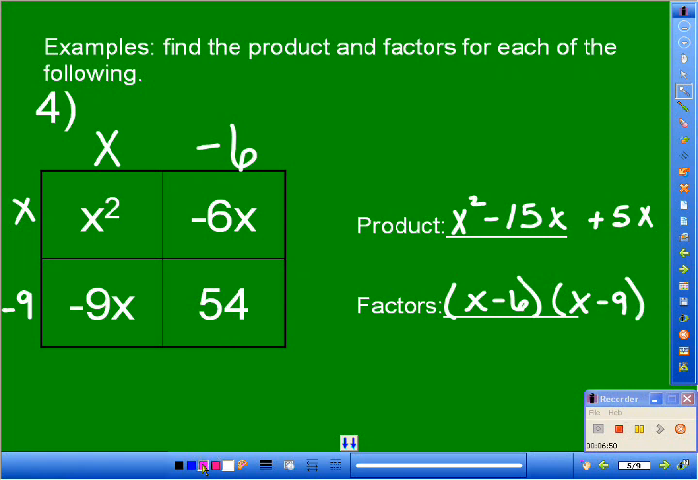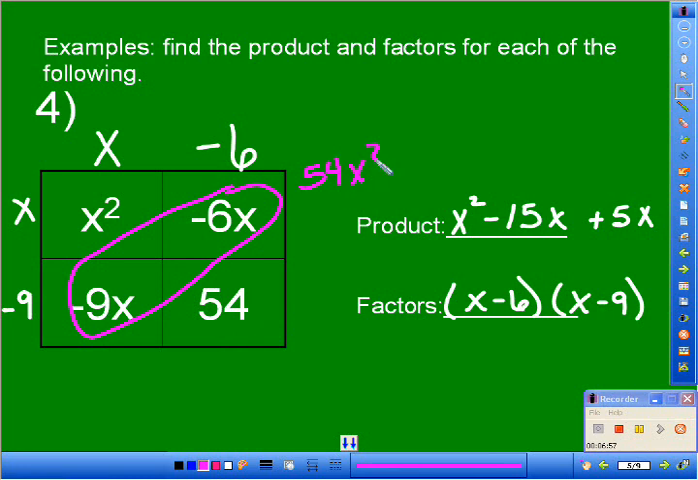But my negative times my negative yields my positive corner. My cross products are still the same. Negative times negative is a 54x squared. This cross product is also a positive 54x squared. So we're still maintaining equality in our cross products. If you have a question, pause and raise your hand. Your teacher will assist you. Otherwise, let's continue.